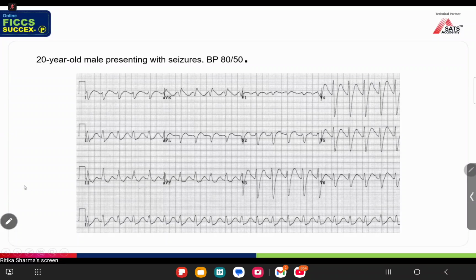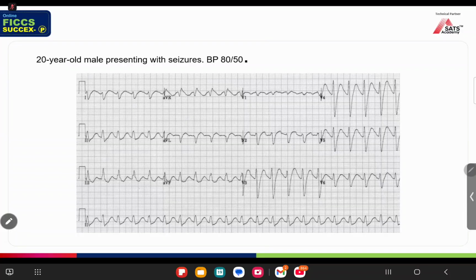QRS is broad, very good. There is a QT. Is this prolonged? Seems that the patient is having some metabolic derangement, likely maybe hypocalcemia. Not exactly hypocalcemia, QT prolongation also. But what about specifically? Is this AVR looking normal to you?